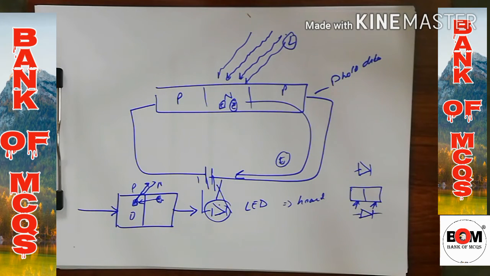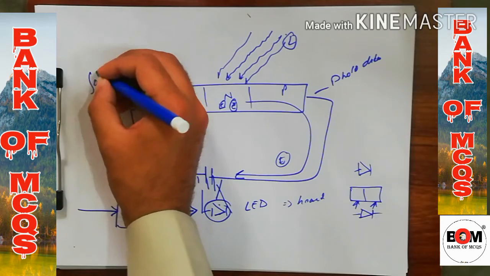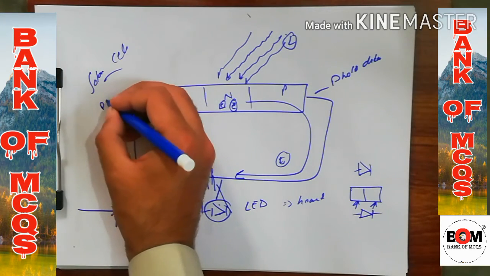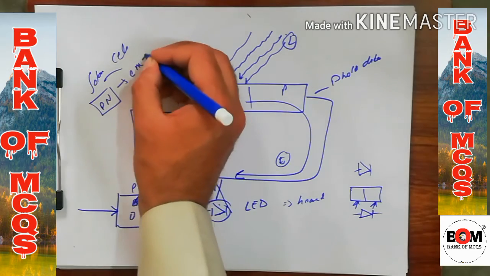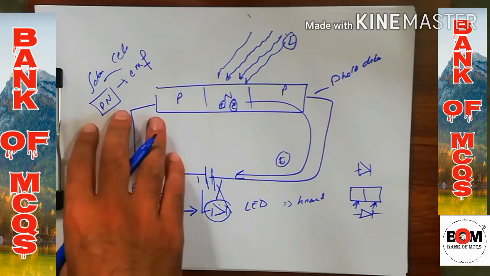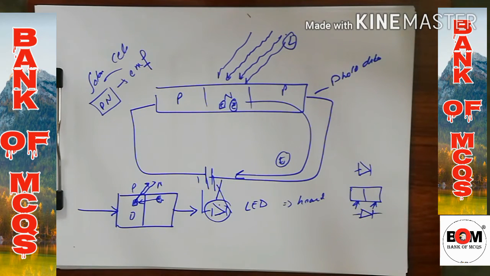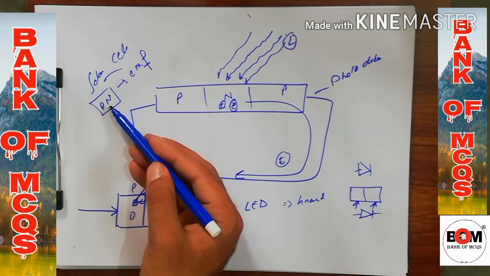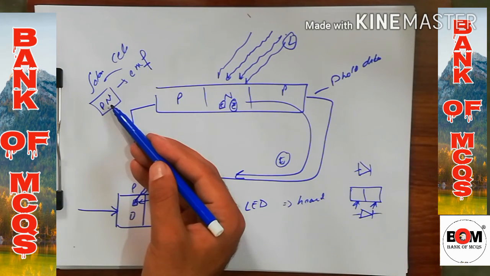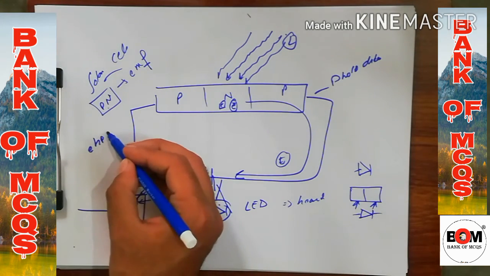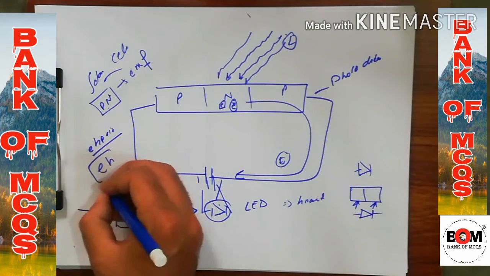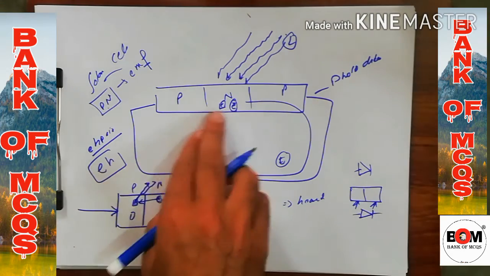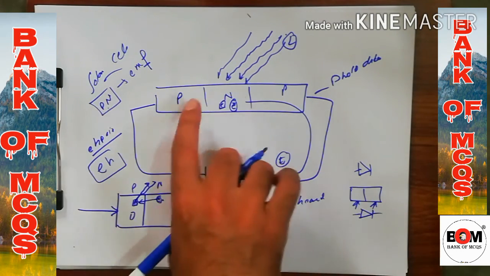And a solar cell is a PN junction. Now the third is the solar cell. That is also a PN junction which generates EMF. It works the same as a photodiode. Simply, it is what? When light falls on a PN junction, electron and hole pairs are generated. The covalent bond breaks and electrons and holes are generated.